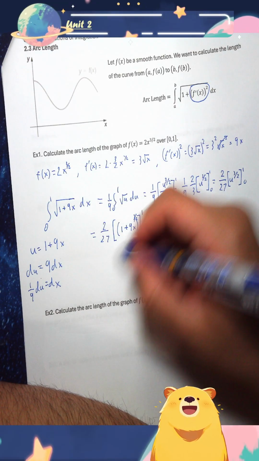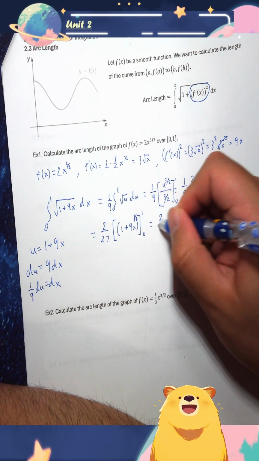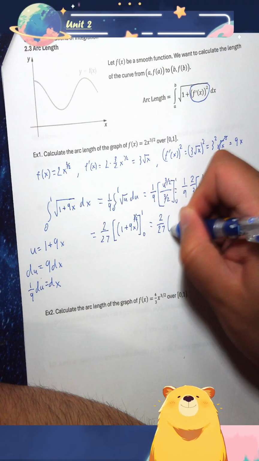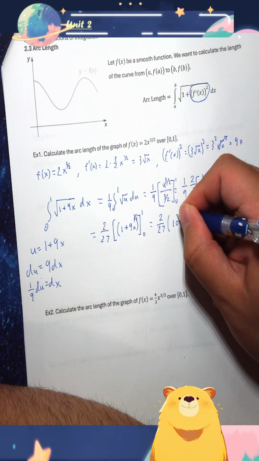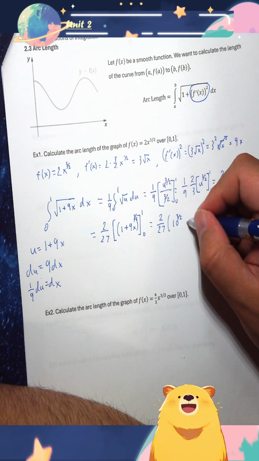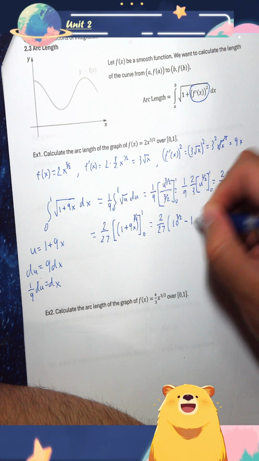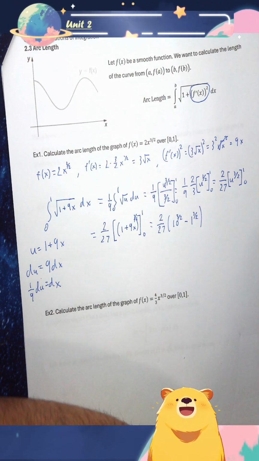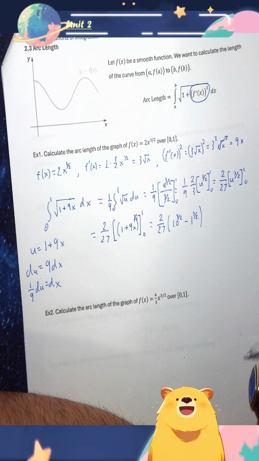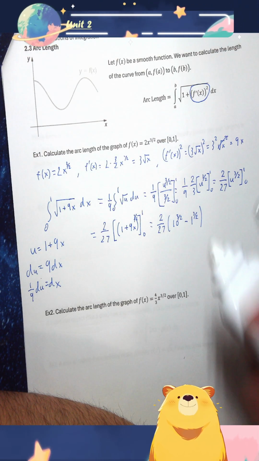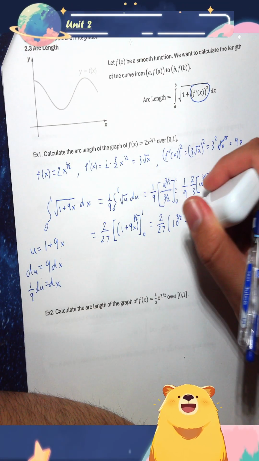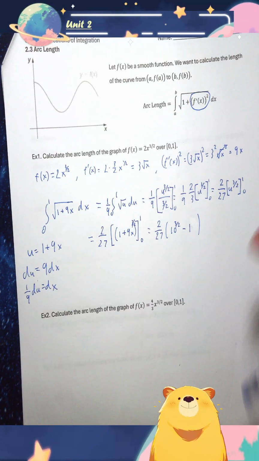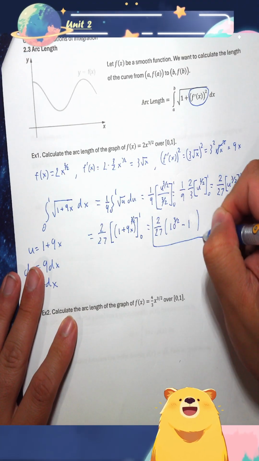If I plug in 1, I get 10 to the power of 3 over 2. If I plug in 0, I get 1 to the power of 3 over 2, which we can just say is just 1. So maybe I don't even have to bother writing the 3 over 2, but it is a good step to follow. And then that would be the answer.